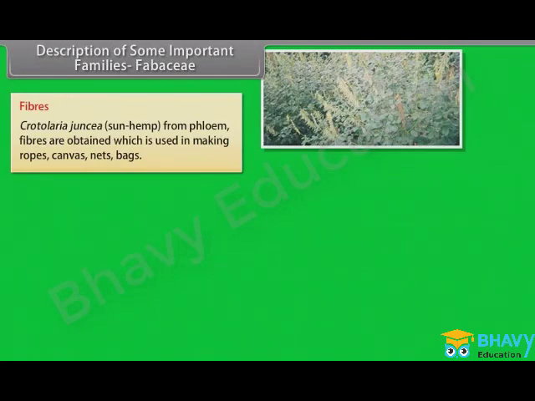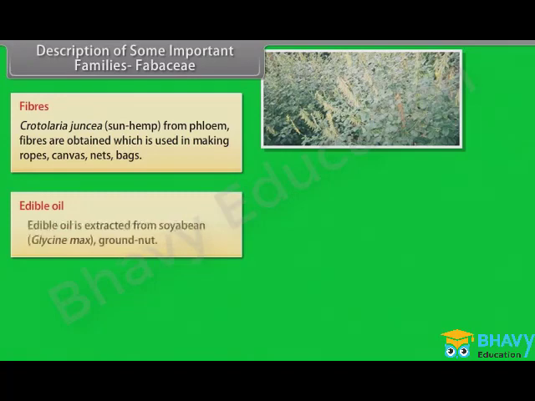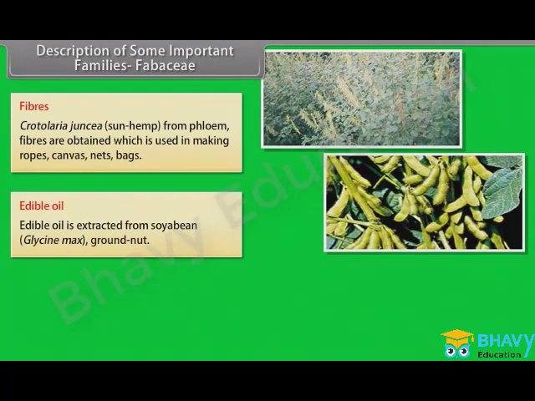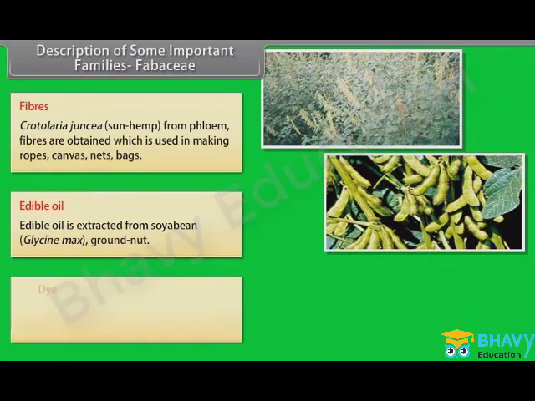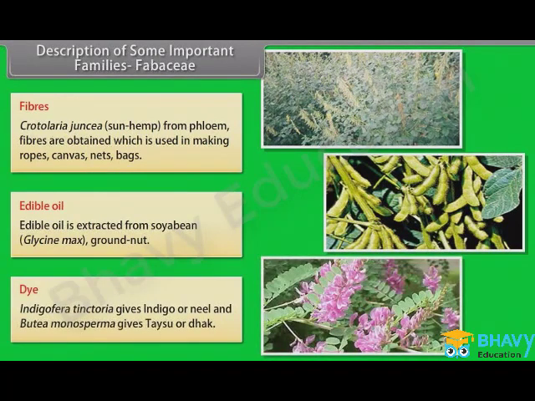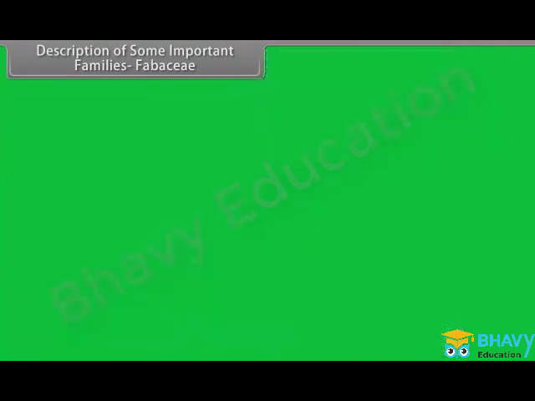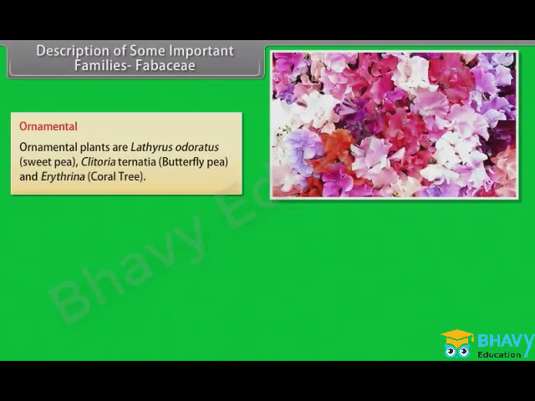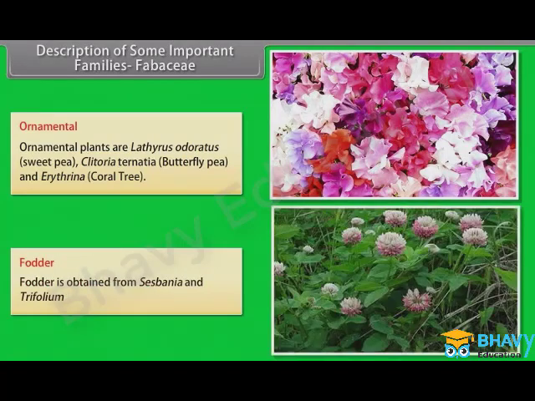Fibers. Crotalaria juncea, sunhemp. From phloem, fibers are obtained which are used in making ropes, canvas, nets, bags. Edible oil. Edible oil is extracted from soybean, Glycine max, and groundnut. Dye. Indigofera tinctoria gives indigo or neel, and Butea monosperma gives tesu or dark dye. Ornamental. Ornamental plants are Lathyrus odoratus, sweet pea, Clitoria ternatea, butterfly pea, and Erythrina, coral tree. Fodder. Fodder is obtained from Sesbania and Trifolium.